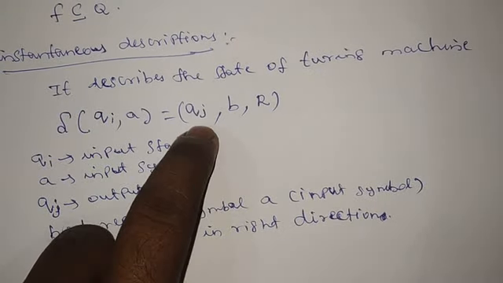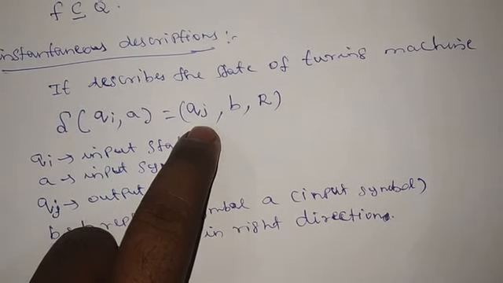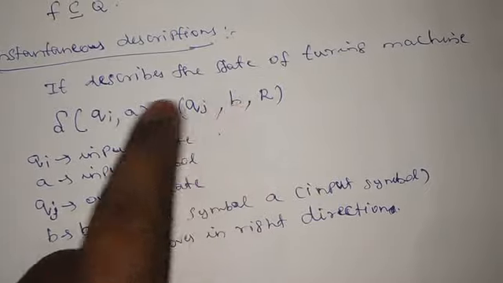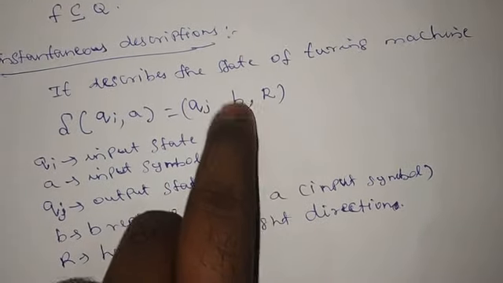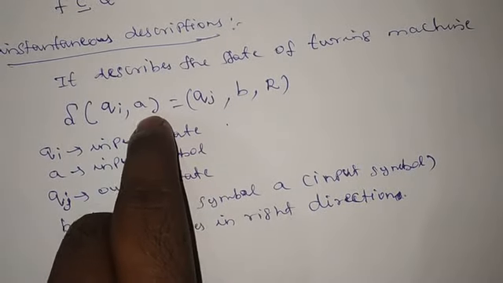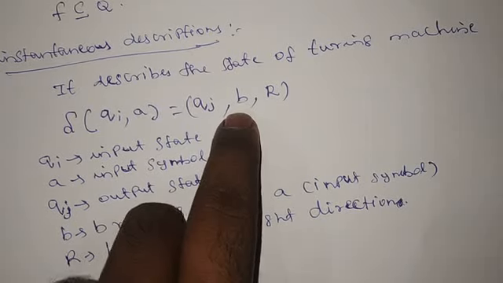Output state is called Qj. That means it moves to Qj. So there is a transition from Qi to Qj, and then this A is replaced by B. That means obviously the tape symbol is called B, whereas A is called the input symbol, where you are replacing A by B, so B is called a tape symbol here.